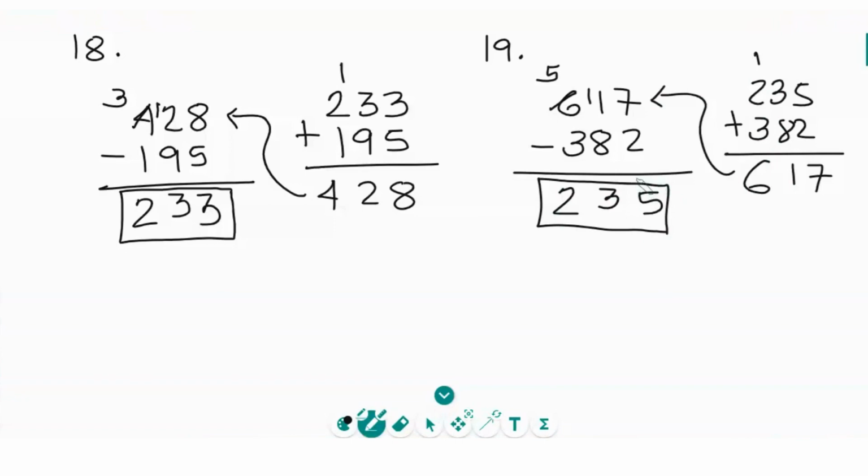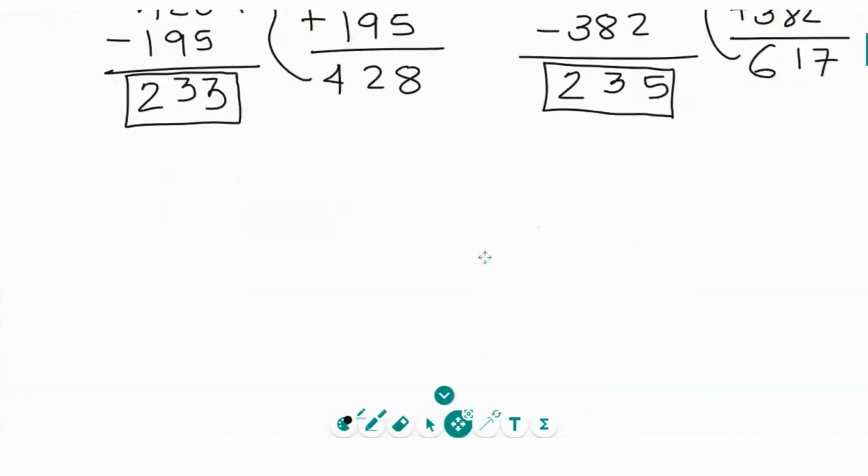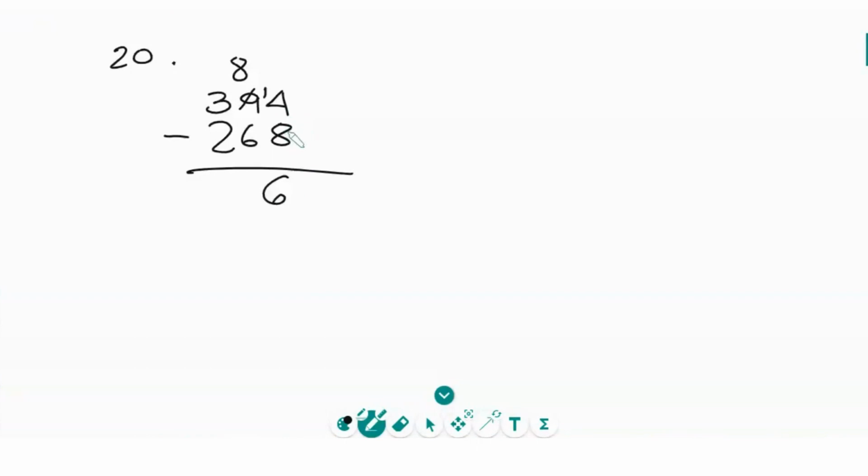Now the last number, we have here number 20. For number 20, we have 394 minus 268. So 4 is smaller than 8, so 4 becomes 14, and 9 becomes 8. So 14 minus 8, what number are we going to add to 8 to make it 14? Well, that will be 6. So 14 minus 8 will give us 6. Okay, so here we have 8 minus 6 is 2, and 3 minus 2 is 1.